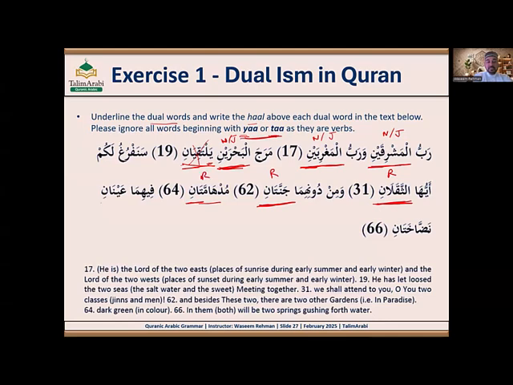Fihima ainani. Ainun, eyes. Ainani can be eyes or it can be spring; spring also has the same word. I think it's spring here. Ainani, Rafa status, ani. Nadakhatani, again ani, dual, Rafa status. It's like gushing forth. Yes, it's spring here.